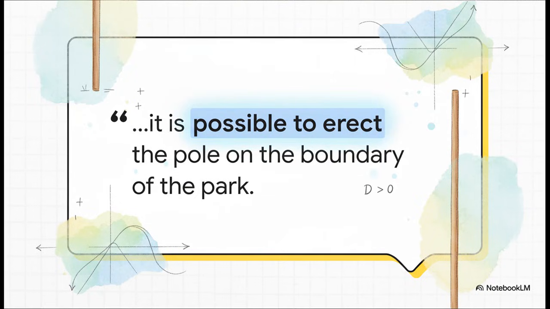And what does a discriminant of 289 tell us? Well, it's positive, right? So d is greater than 0. This confirms our equation has real roots. And that means the answer to our puzzle is a definite yes. It is totally possible to place that pole.